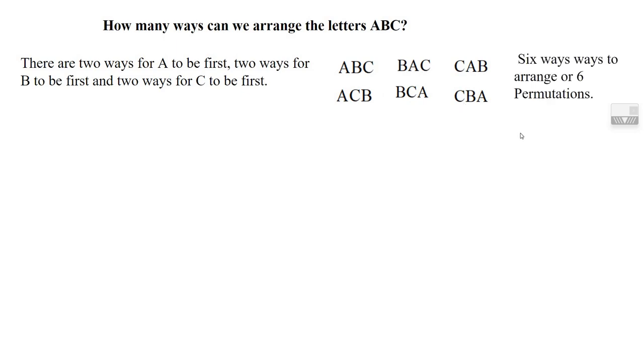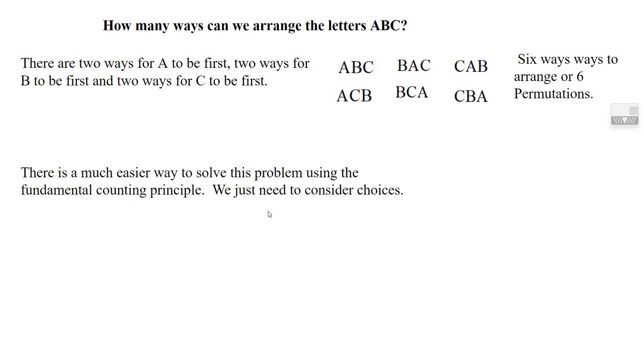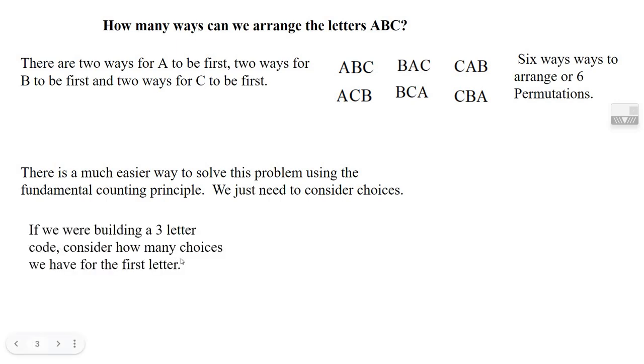But you know, there's a way to do this. For this one, it's not too hard. But if you had 4 letters or 5 letters or 6 letters, boy, it would be a lot of different things to figure out. But there's a really easy way by using the fundamental counting principle. We just need to think about choices. I like to even use these boxes when they give these questions. If we're building a 3-letter code, we consider how many choices do we have for the first letter. I like to put 3 boxes down.